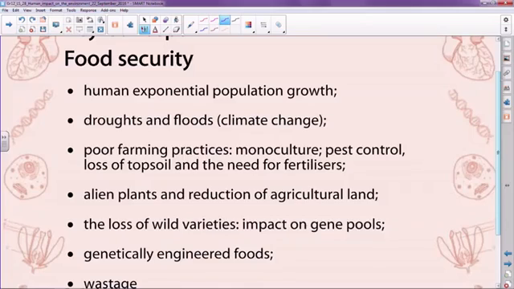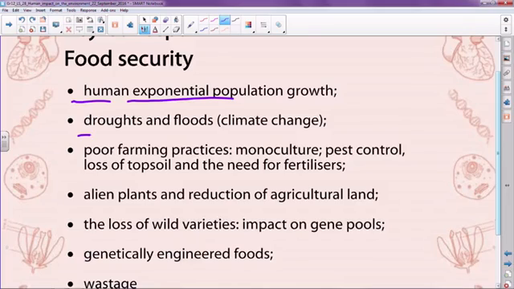Look at this next one, food security. Remember, this is all about how we look at things. Human exponential population growth. In other words, we grow over and over again. I mean, think about it. Mom and dad have 2 kids. Each one of those kids has 2 kids. Each one of those kids has 2 kids. It's huge. It builds very, very quickly. Okay, so we have exponential growth, our population growth for humans.